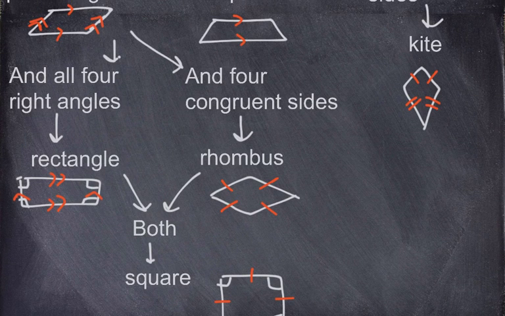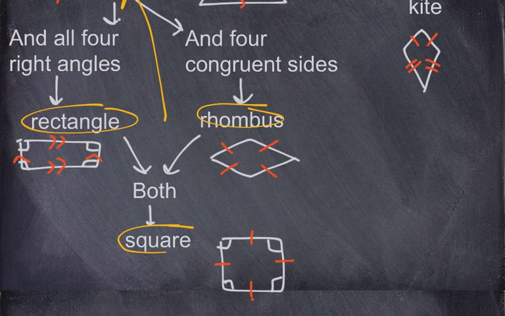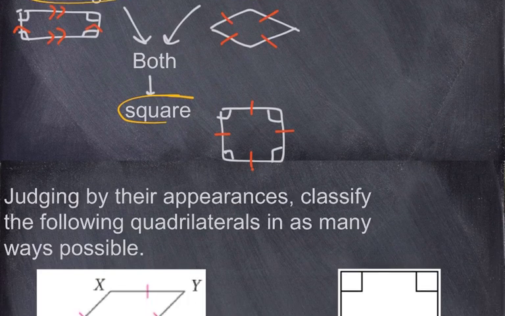Now notice, not every rectangle is going to be a square, but every square, by definition, is going to be a rectangle, and every square, by definition, is a rhombus, but not vice versa. And all three of these, the rhombus, the rectangle, and the square, are all types of parallelograms. Alright, now let's move on.